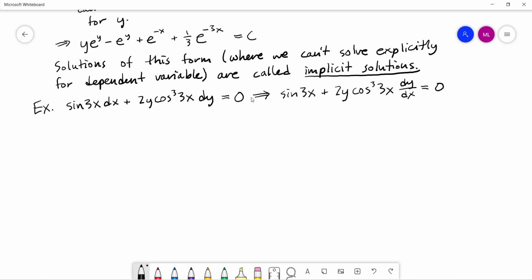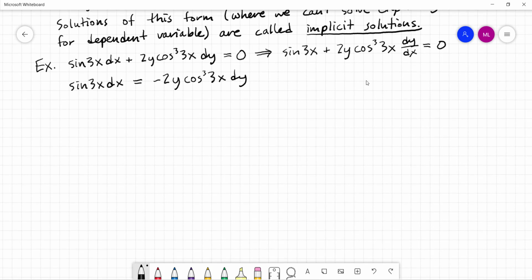Let's keep the sine of 3x dx term on this side, and let's move the term with the y's to the other side. So I'm going to get equals negative 2y cosine cubed of 3x dy. I've got all the y's over here, but I also have this x term. Let's get this x term over to the other side. How do I do that? I need to divide both sides by cosine cubed of 3x.